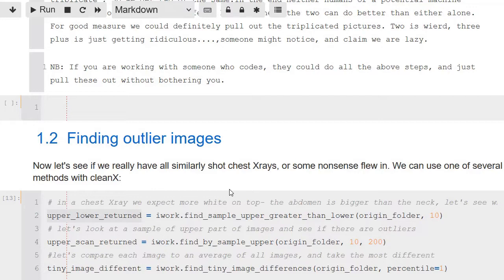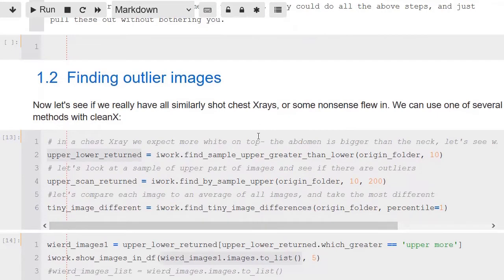Maybe there are ones that are turned upside down, and you would want to think about pulling this as well. In a chest X-ray, we would expect the upper part of the image to be on average darker than the lower part, because most people's neck is smaller than their abdomen. So we can check that in a couple of ways.